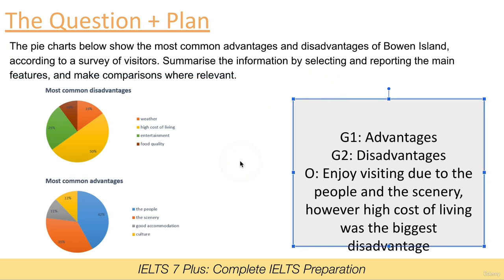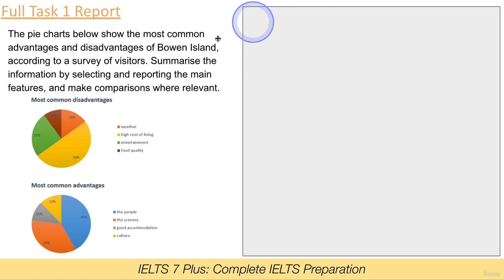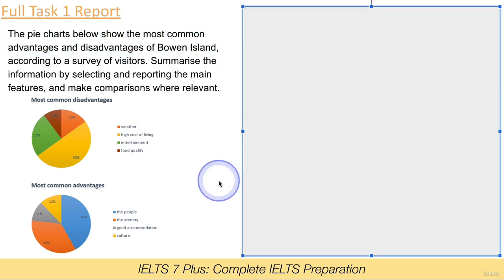Right, okay. So I think we can go to our write-up now. Let's go to the next one. Here we go. In which we have the task and of course the data here. So how do we start? Well, we're going to start exactly the same as we did for the last task and every task one. We are going to paraphrase this part here. Okay, so the pie charts below show the most common advantages and disadvantages of Bowen Island, according to a survey of visitors. It's really difficult to paraphrase the pie charts, so we can keep those in there.